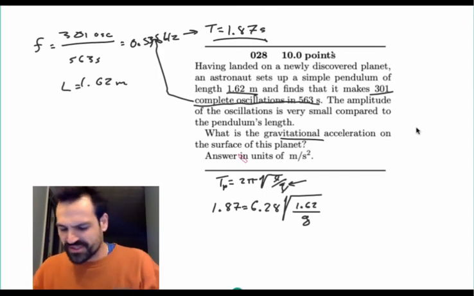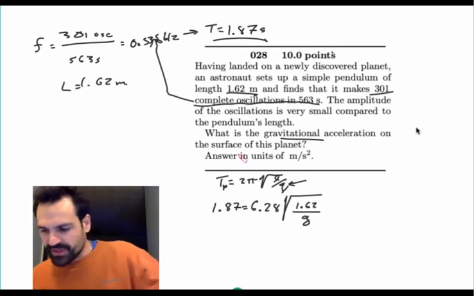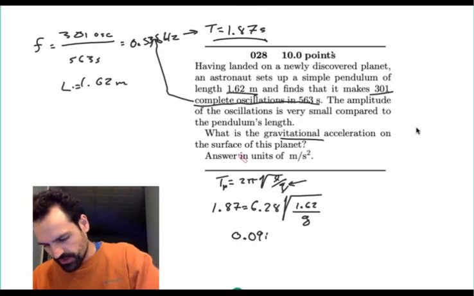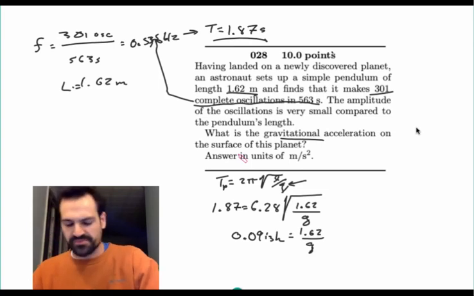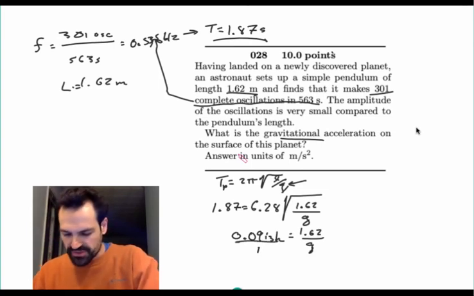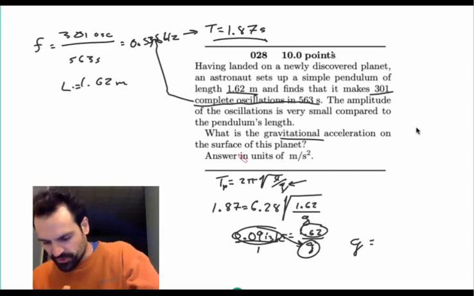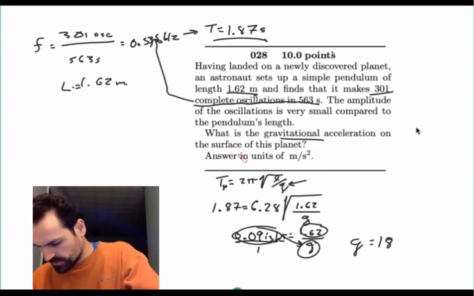So we're going to take 1.87 divided by 2 pi, square both sides, and now we get 0.09-ish equals 1.62 over gravity, and you can cross multiply if you need to, or you can just swap these two. So 1.62 over 0.09-ish will give you gravity. So gravity equals 18.3 meters per second squared.